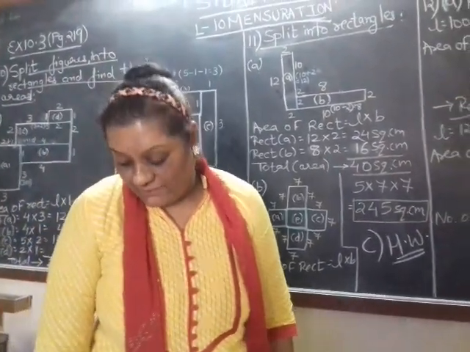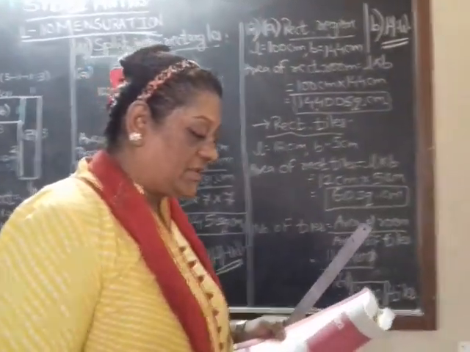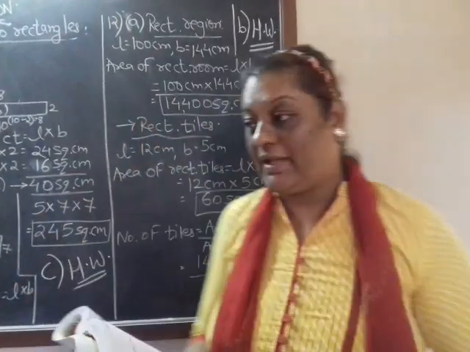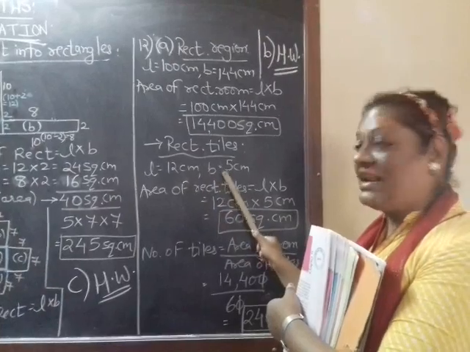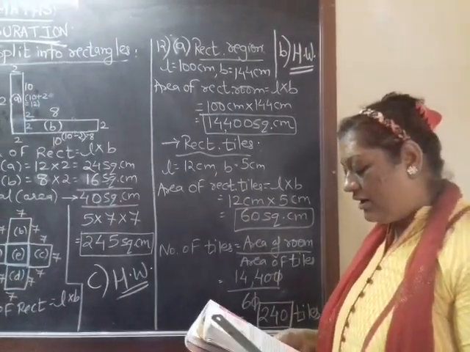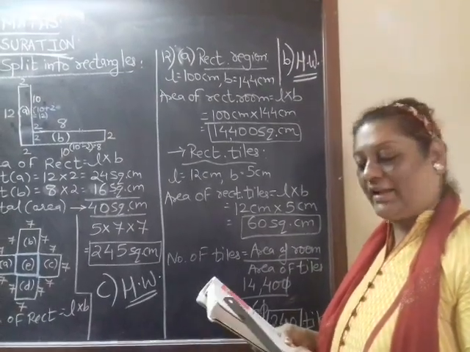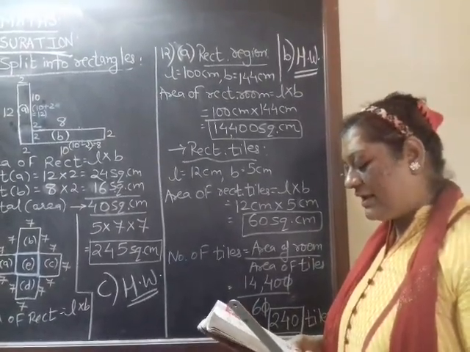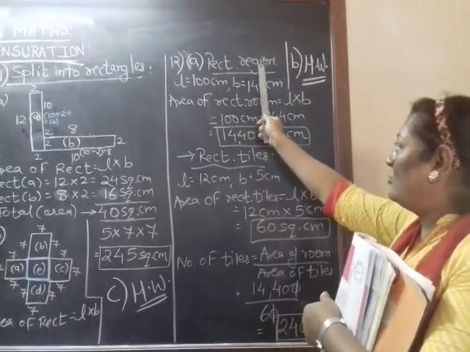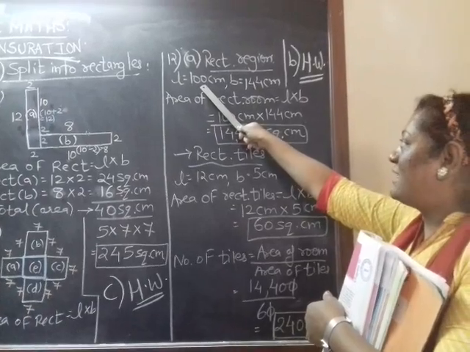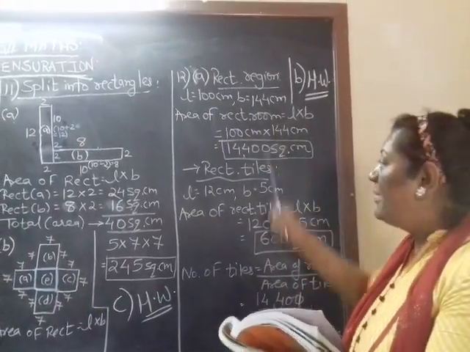Question number 12, I will go with the sum. How many tiles whose length and breadth are 12 cm and 5 cm respectively? So, tiles are in a rectangular shape where L and B is given, and how many will be required to fit in a rectangular region or rectangular floor whose length and breadth are given in A. I guess so. Rectangular floor or region is of length 100 cm and breadth is of 144 cm.